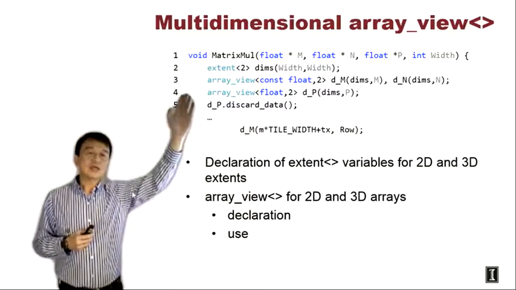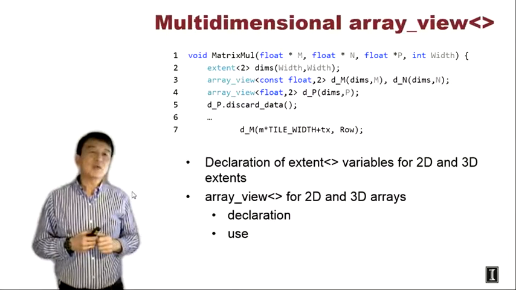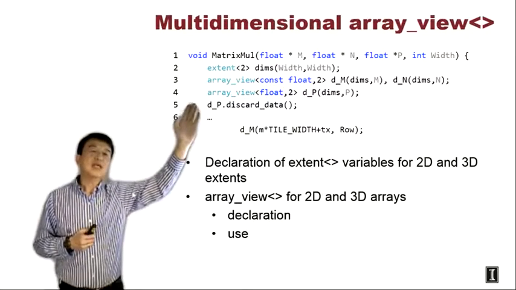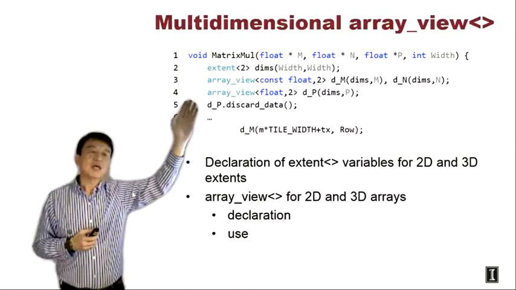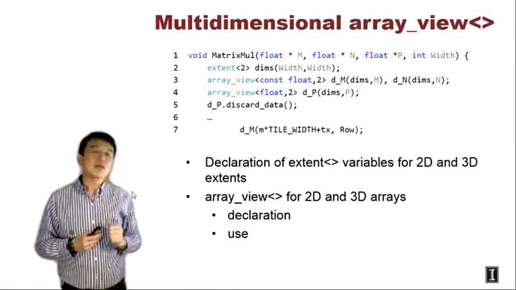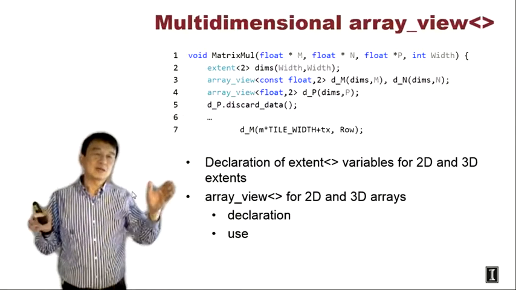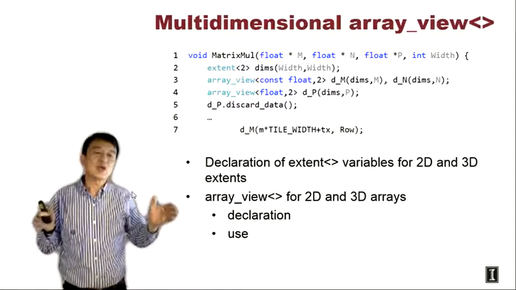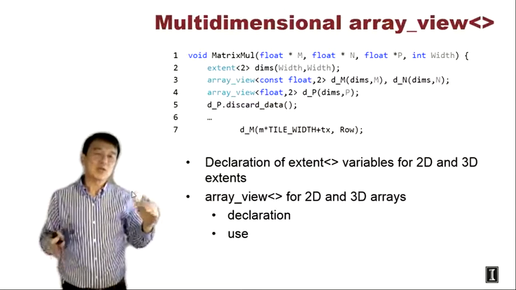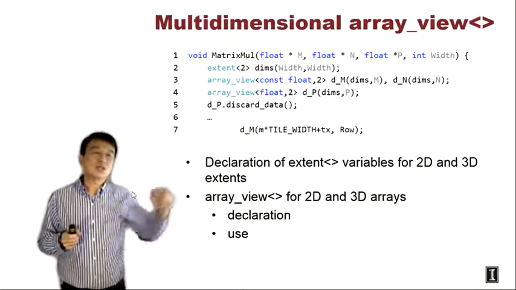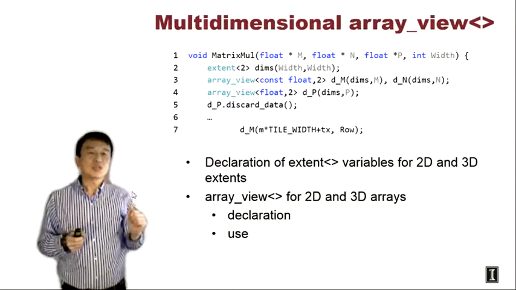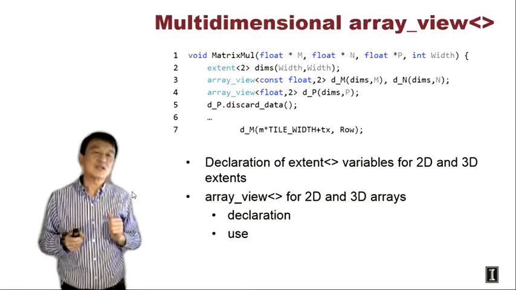Let's go into the matrix multiplication example, where we're passing M and N as input arrays into the function, and we're going to be generating the P matrix. And the width is assuming that we have a square matrix multiplication. Obviously, you can change it to rectangular matrix multiplication with additional input parameters. This is just for simplicity of the example.